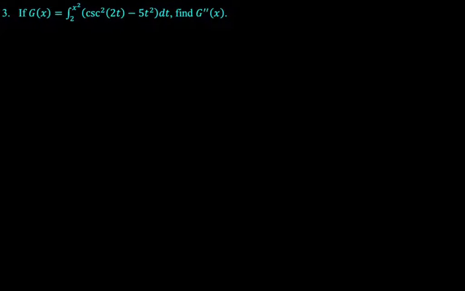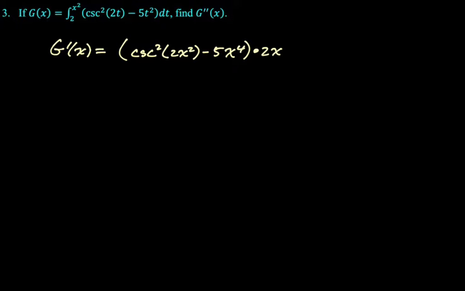All right, the next one. If g of x is the integral from 2 to x squared of cosecant squared of 2t minus 5t squared, find g double prime. All right, so we're going to find g prime using the second fundamental theorem. So you take the upper bound and you substitute it in. So every t becomes an x squared. So it'll be the quantity cosecant squared of 2x squared minus 5x squared squared, which is x to the 4th, times the derivative of the upper bound. The derivative of the upper bound is 2x.